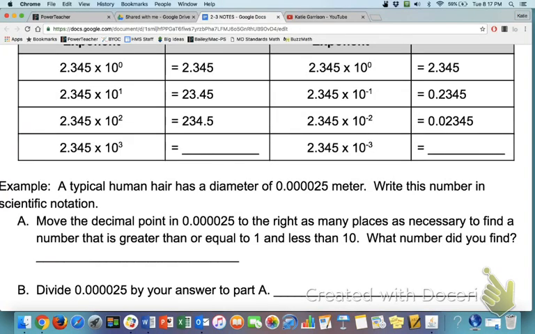What's up, guys? You have now made it to scientific notation with negative powers of 10. This at the top of your worksheet should say Notes 3. So let's take a look at what it says.